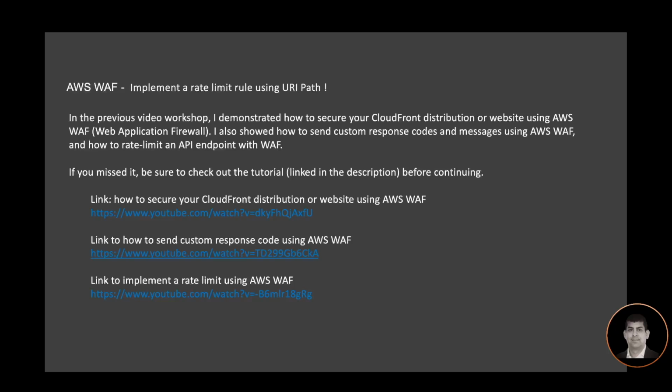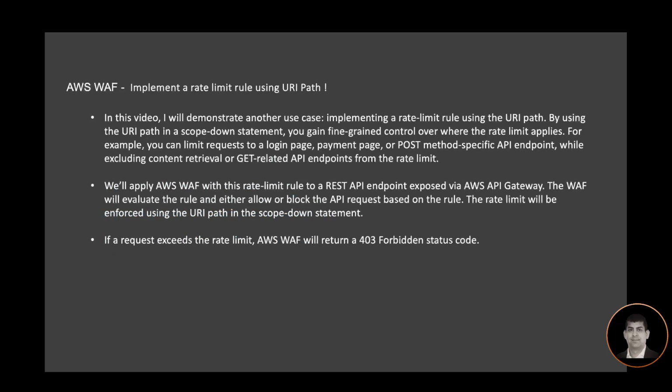In the previous video workshop, I demonstrated how to secure your CloudFront distribution or website using AWS WAF. I also showed how to send custom response codes and messages using AWS WAF and how to rate limit an API endpoint with WAF. If you missed it, be sure to check out the tutorial linked in the description before continuing. In this video, I will demonstrate another use case, implementing a rate limit rule using the URI path.